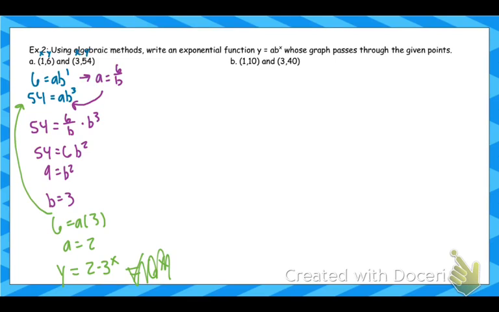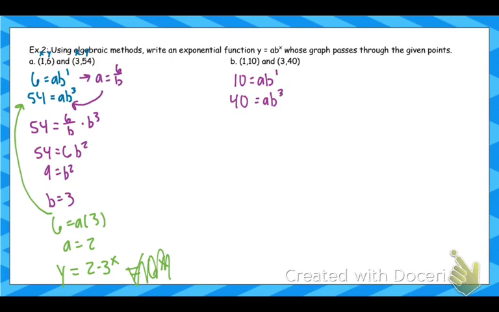All right, let's try this again. Same idea, different numbers. So set up two equations. So 10 equals a b to the first, oh, I flipped those, sorry. 10 equals ab to the first. 40 equals ab to the third.